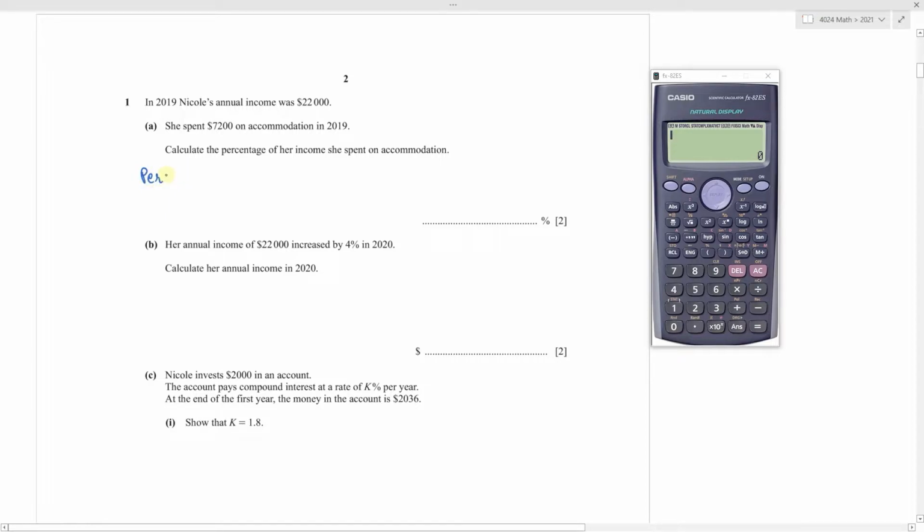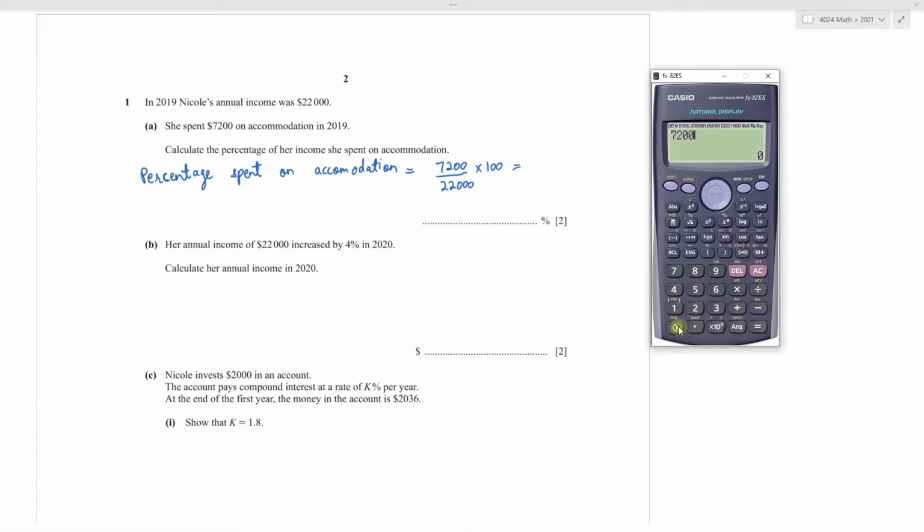So the percentage spent on accommodation will be the amount spent on accommodation, which is 7,200, divided by her total income, which is 22,000, and then multiplied by 100 to get the percentage. So 7,200 divided by 22,000 and then multiplied by 100. So this is 32.7%.